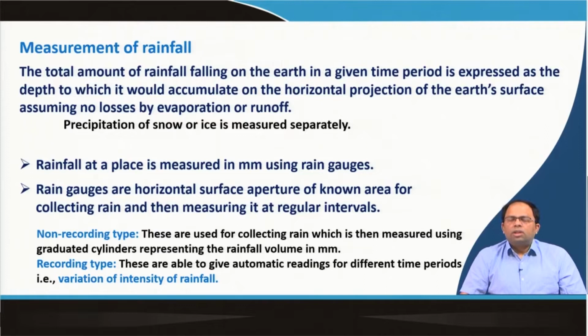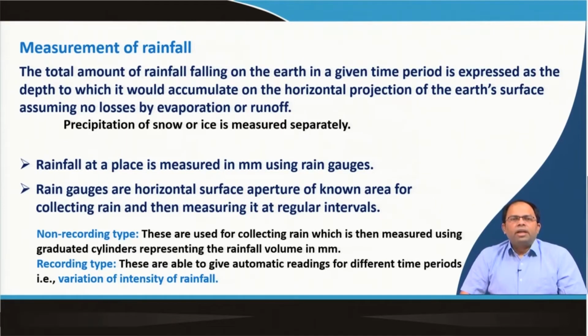Rain gauges are horizontal surface apertures of known area for collecting rain and then measuring it at regular intervals. It is a sort of cylinder where we allow the water to accumulate, and we know the area of the cylinder. So, based on the height of the rainfall that has accumulated within the cylinder, we know exactly the total amount of rainfall generated within that time period. It is measured at regular intervals. Why? So that we can measure the intensity of rainfall at different time periods. How much rainfall happened at different time periods, right? That is why it is measured at regular intervals as well.